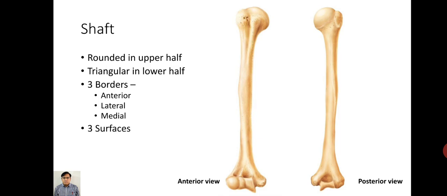Now these surfaces, it is having three surfaces: anterolateral surface, anteromedial surface and posterior surface. We can understand by this diagram the upper one is anterior side and lower one is posterior side. So this one is anterolateral surface present between anterior and lateral border. This is anteromedial surface present between anterior border and medial border, and this is posterior surface between medial and lateral borders.